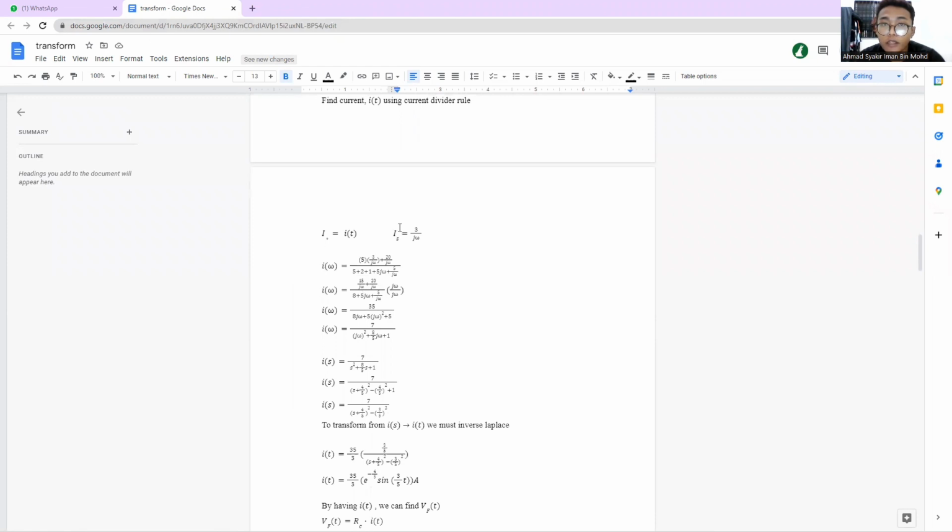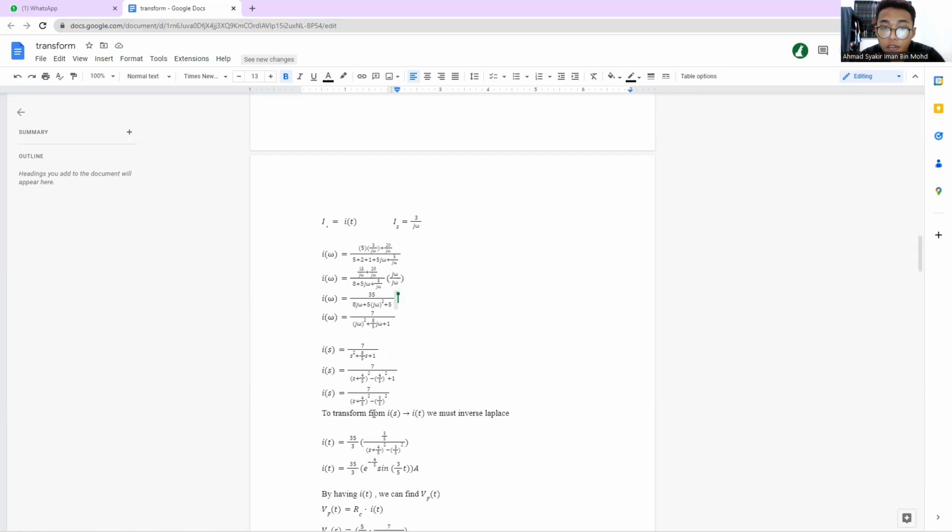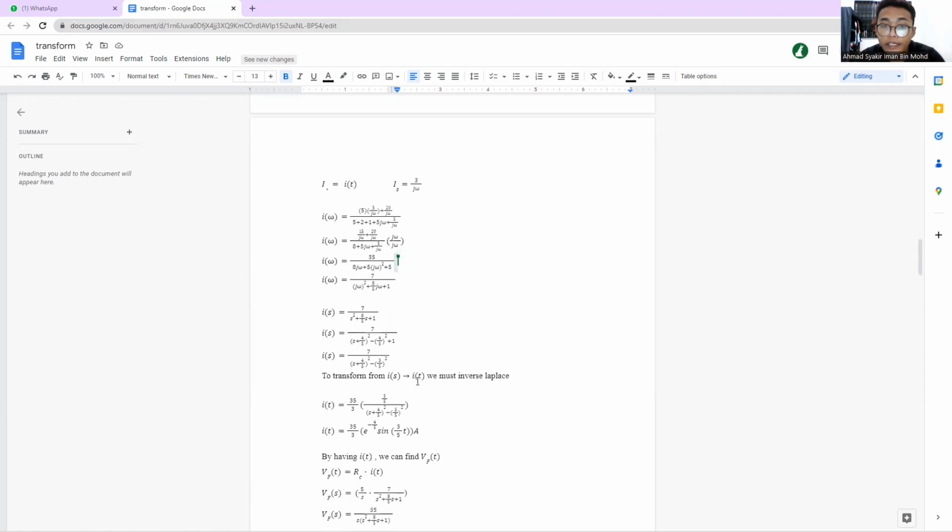After using the divider rule, we got I(ω) equal to 7 over jω squared plus 8 over 5 jω plus 1. So after that, we need to find the I(s) by transforming the I(ω) to I(s). So I(s) value is 7 over s plus 4 over 5 squared minus 3 over 5 squared. So next, we need to transform I(s) to I(t). We must use the inverse Laplace.